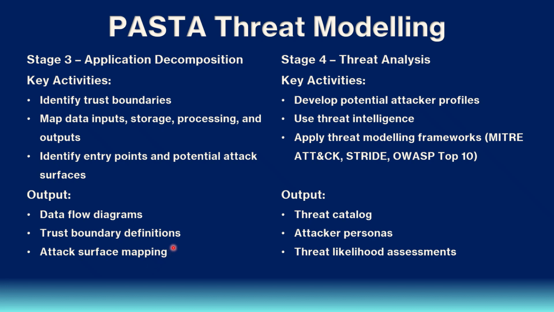On the basis of that, we'll be moving forward to stage four, that is threat analysis. In threat analysis, the key activities will be develop potential attacker profiles, use threat intelligence, like modeling frameworks can help here, like OWASP top 10, right? On the basis of those key activities done, the output will be threat catalog, attacker personas, and threat likelihood assessment.